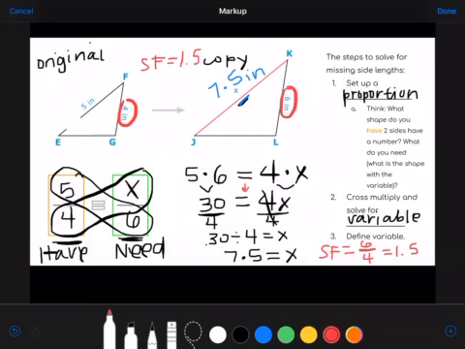So if I want to check that, I know that 4 times 1.5 is equal to 6. So I'm just going to do 5 times 1.5 to make sure that that's equal to 7.5. When I do 5 times 1.5, that is equal to 7.5. So that means this is correct.